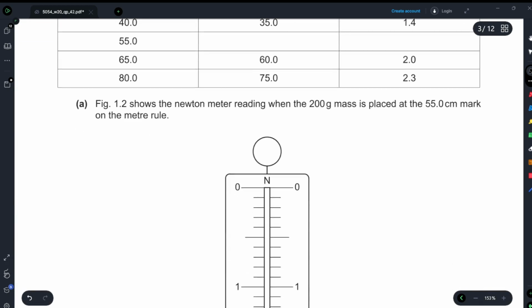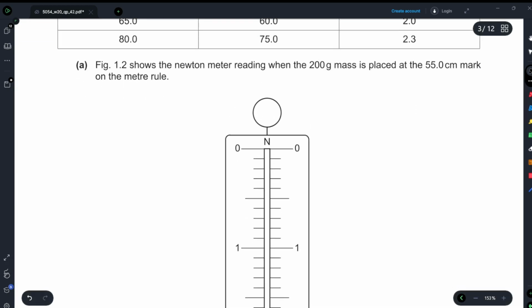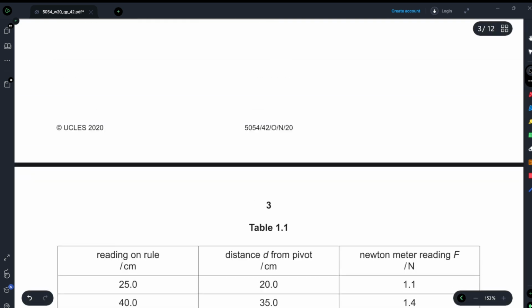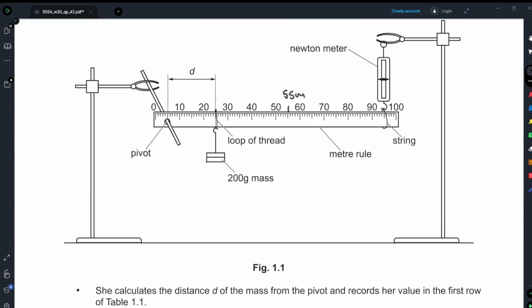ठीक है, आपने यहाँ पे place किया हुआ है. And on the meter rule, on figure 1.1, record the distance d of the mass from the pivot. तो अब यहाँ पे आपको पिवट नज़र आ रहा है. डिस्टेंस डी जो है वो डिस्टेंस है. सो 5 और 55 का डिस्टेंस कितना होगा?